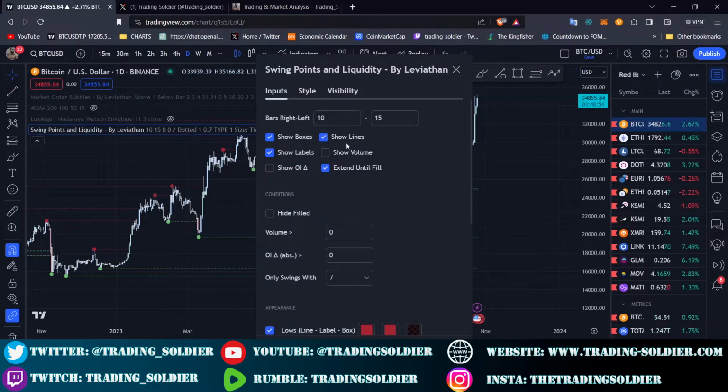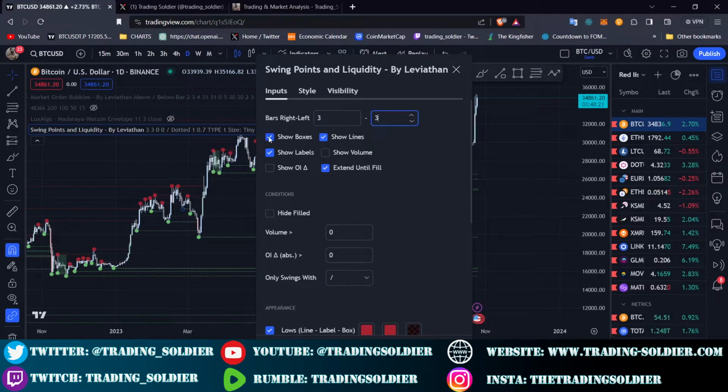In the settings you have many options. By default, it comes this way. I like to reduce these parameters to 4, because this way it shows more liquidity levels in the chart. This way you can make it look more like a heat map. Maybe we can switch to 3, for example.